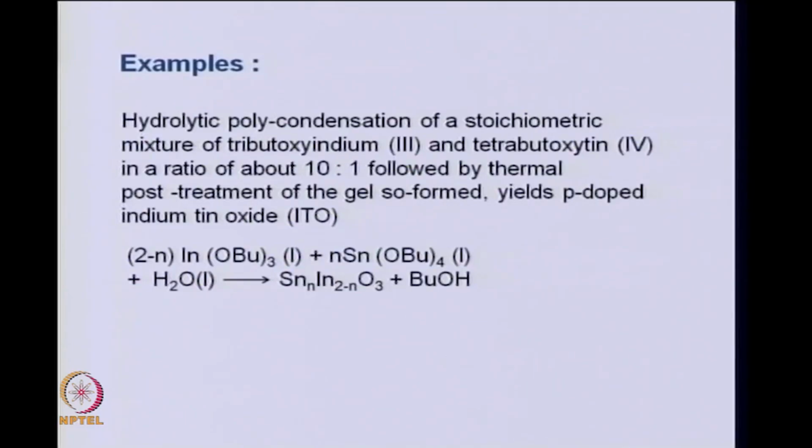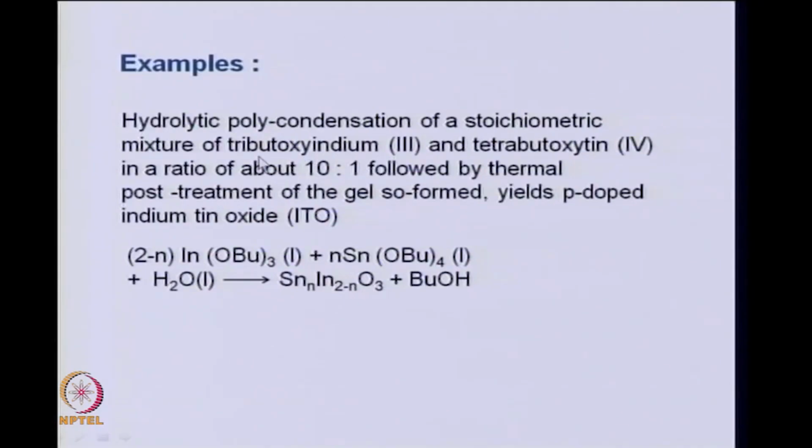So, this is another example now of making a very important material, which is tin doped indium oxide, indium tin oxide. And indium tin oxide is a very important semiconducting material and is used in many applications. ITO is used as a substrate, and this is prepared using condensation of a stoichiometric mixture of an alkoxide of indium.